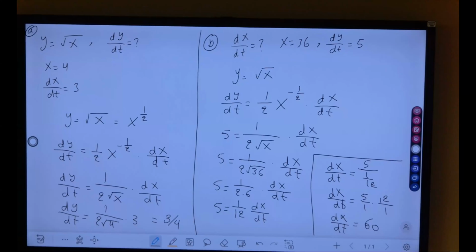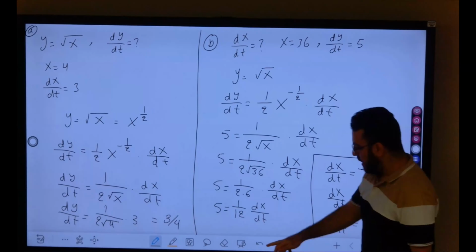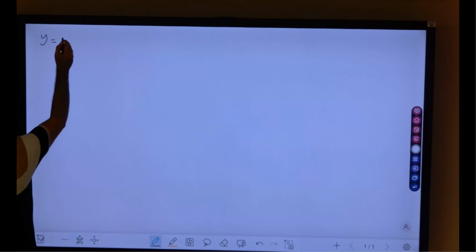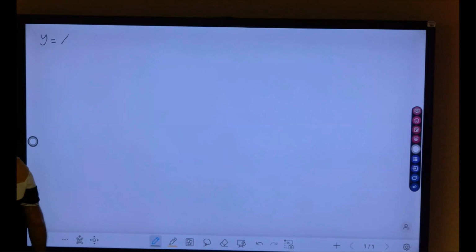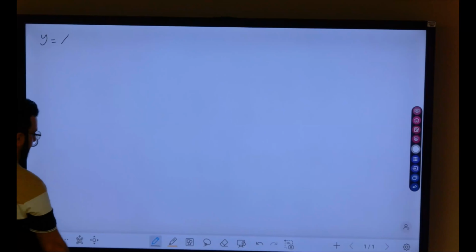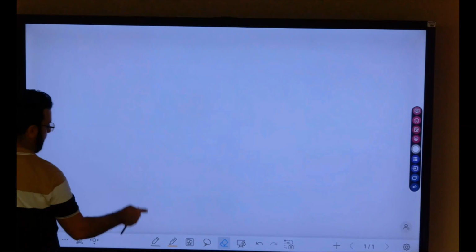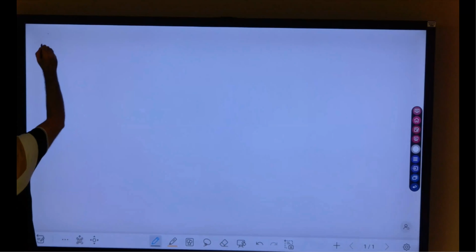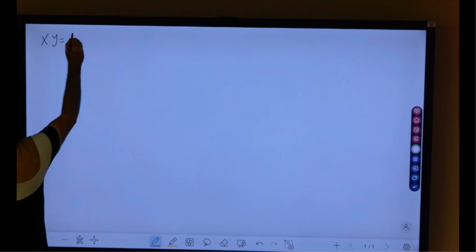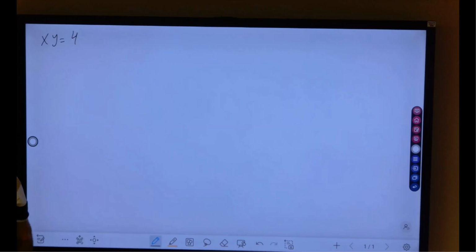Let's do the second one. It's the same process, and you already know how to find the derivative. So tell me, the function is xy. Yes, that's nice. So xy equals 4. Tell me what we have.